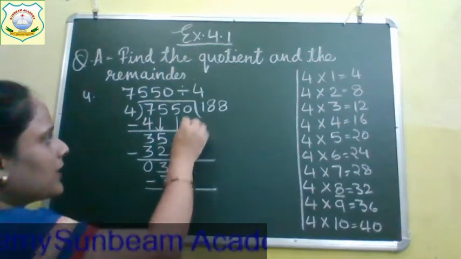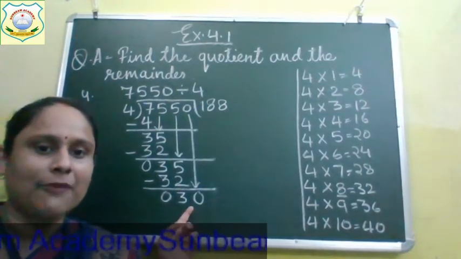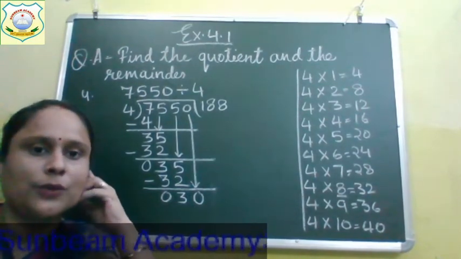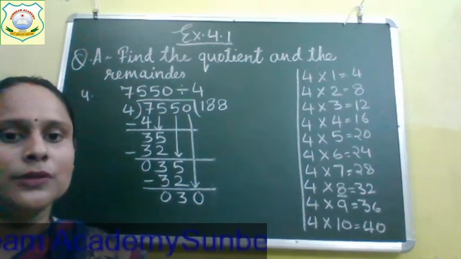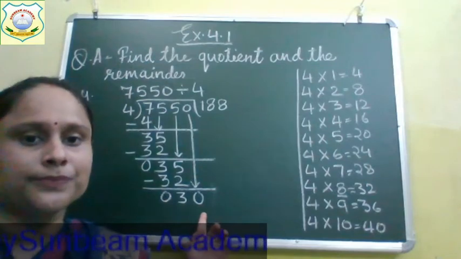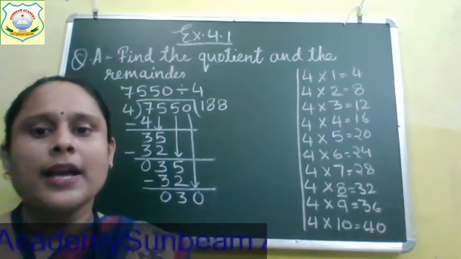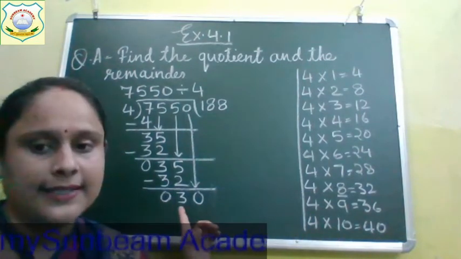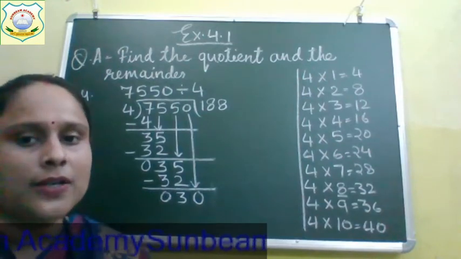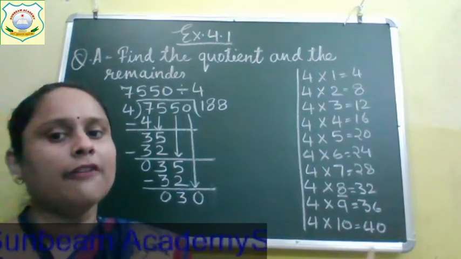Now children, which number will we bring down? We will bring this 0 down. Okay, we have brought this 0 down. Now we have to divide. We will see in the table of 4, can you see 30? I cannot see it. No, 30 is not there in the table of 4.